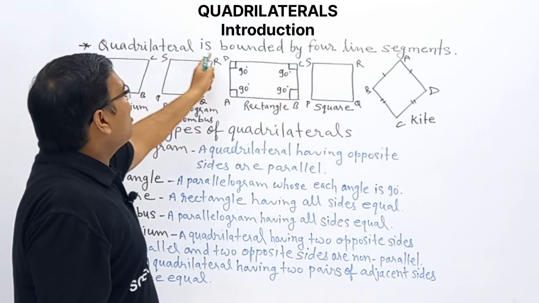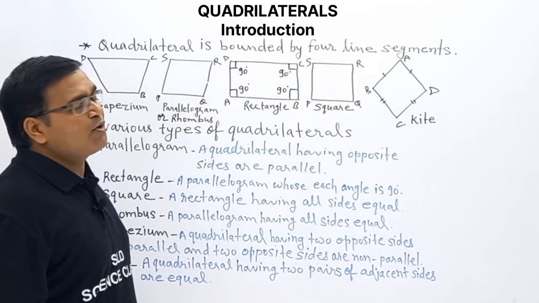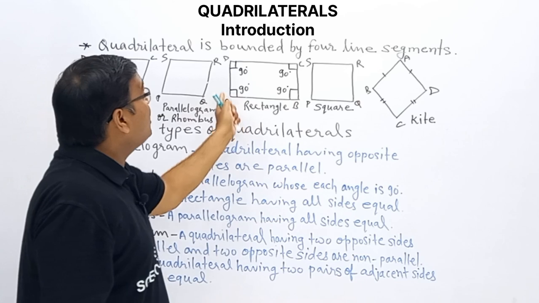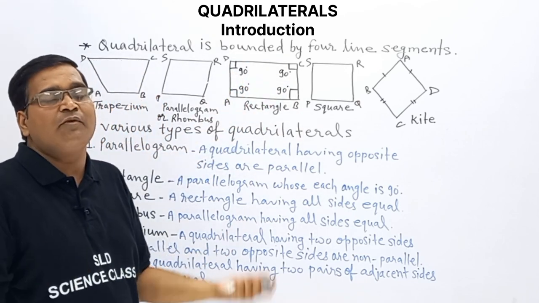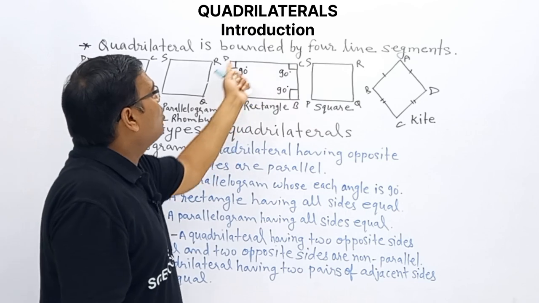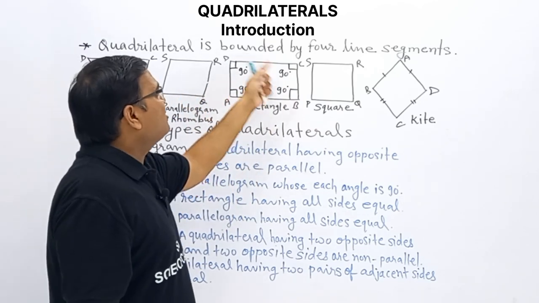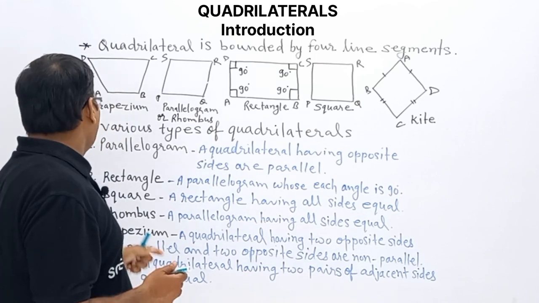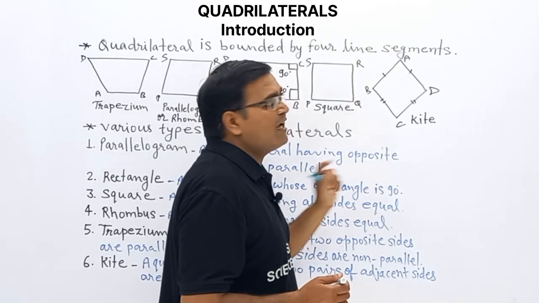A quadrilateral is bounded by four line segments, and the sum of all angles in a quadrilateral, which has four angles, will be what? 360 degrees. So a rectangle is a parallelogram whose each angle is 90 degrees.